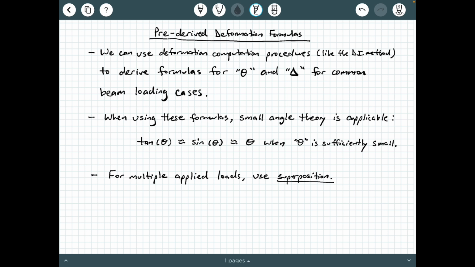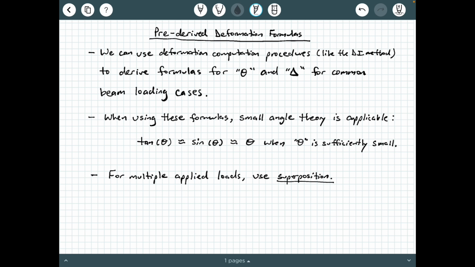So a couple of things to keep in mind when we use these formulas. When using these formulas, small angle theory is applicable. Now, if you recall, small angle theory says that the tangent of an angle is approximately equal to the sine of that angle theta, and that is approximately equal to the angle itself when theta is sufficiently small. So we've seen this concept before in some of our other lectures.